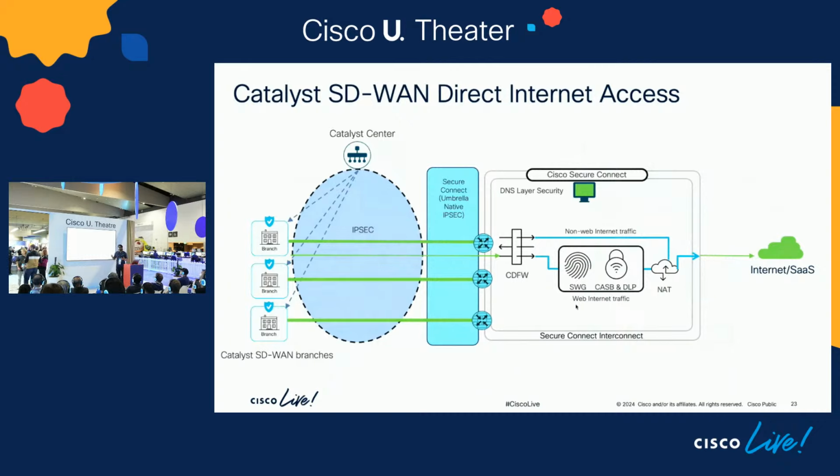It's pretty much the same for internet security. Let's say you have Catalyst SD-WAN on some branch locations, then the traffic flow will remain the same. You can protect your branch offices via Secure Connect Fabric while leveraging all the security features which we have to offer under this architecture.